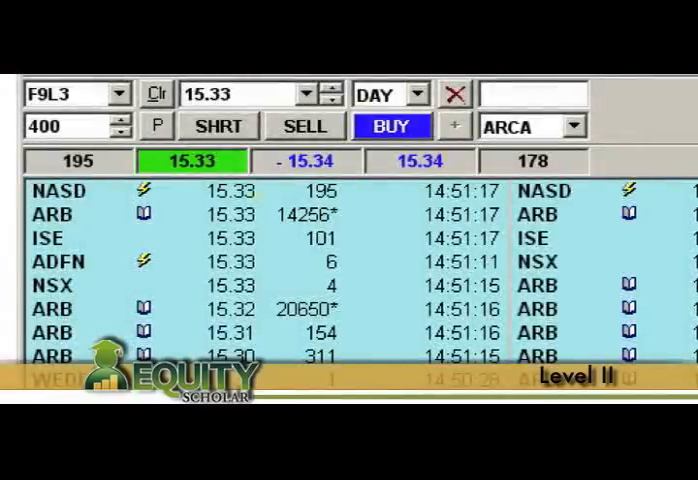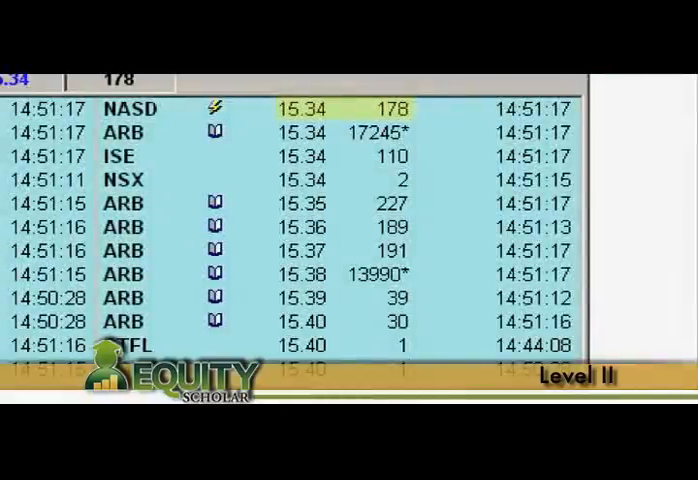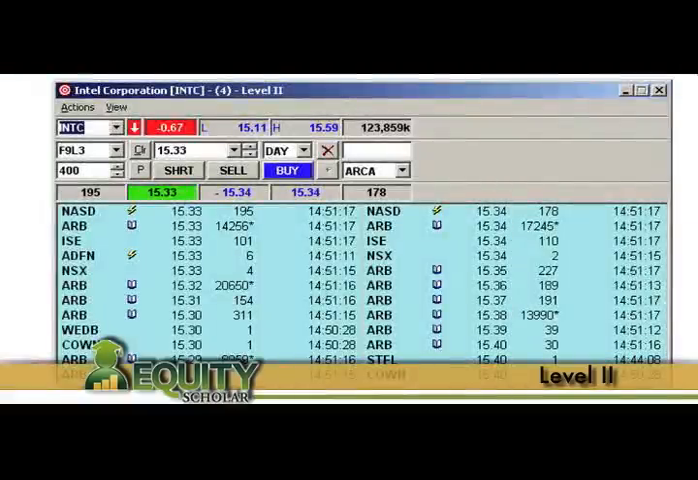Therefore, by looking at the Level 2 for Intel, we see that the best bid is located on NASD for 19,500 shares at $15.33, while the best offer is located on NASD for 17,800 shares at $15.34. However, it is important to note that more shares available on different electronic systems and institutions at those same prices are available in this example. When there are multiple electronic systems or institutions, all with orders at the same price, the largest amount of shares is listed at the top.